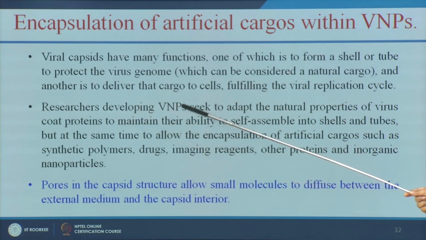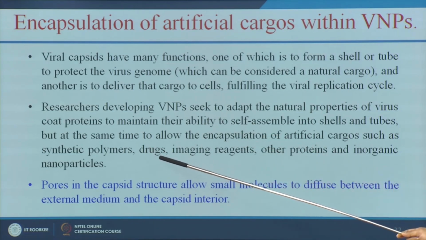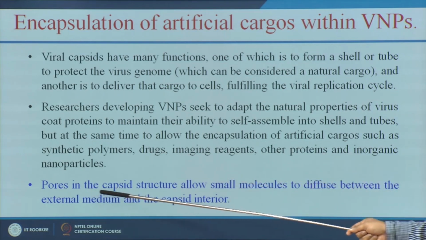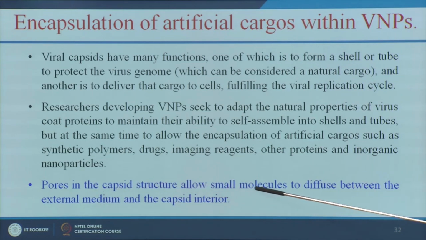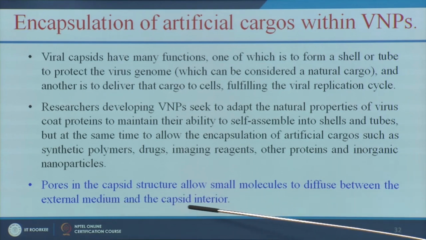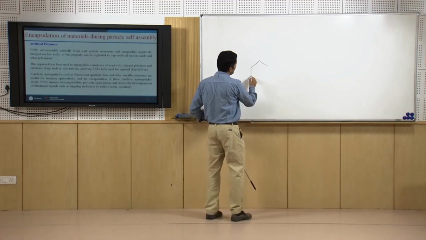So we can make such kind of nanomaterial which has a negative charge, so that this virus can easily encapsulate those negatively charged materials into the viral protein capsids, okay. And the pores in the capsid structure allow small molecules to diffuse between the external medium and the capsid interior. And the next one is artificial polymer.